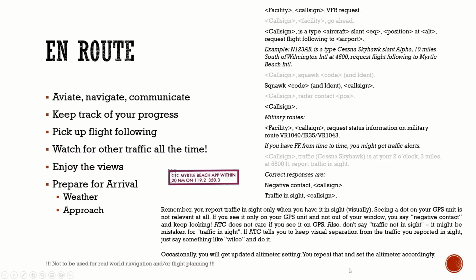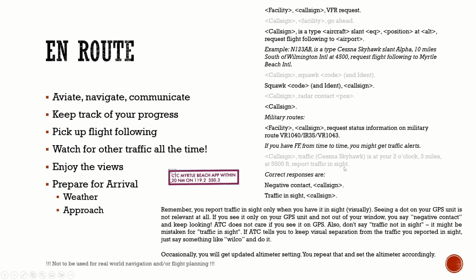for. So you can even call them with something like: Jacksonville Center, November 123 Alpha Bravo, request status information on military route, and then you just pick whichever you want information for, or all of them. If you have flight following, from time to time you might get traffic alerts, something like: traffic, Cessna Skyhawk is at your 2 o'clock, 3 miles at 5,500.